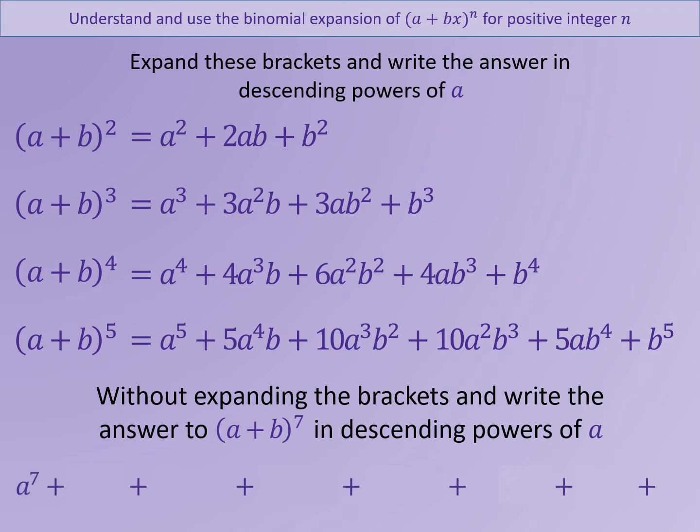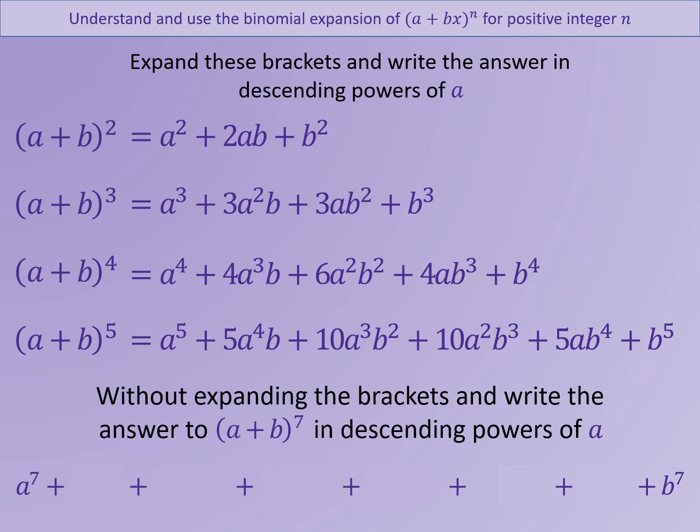So first of all, we know that there are going to be 8 terms altogether. And the reason why we know there are going to be 8 terms is because there's always one more term than the power that you have been given. So with a power of 7, I know that there are going to be 8 terms. And I know that the first term of my expansion is going to be a to the power of 7. If you look at all of the other expansions, that follows that pattern nicely.